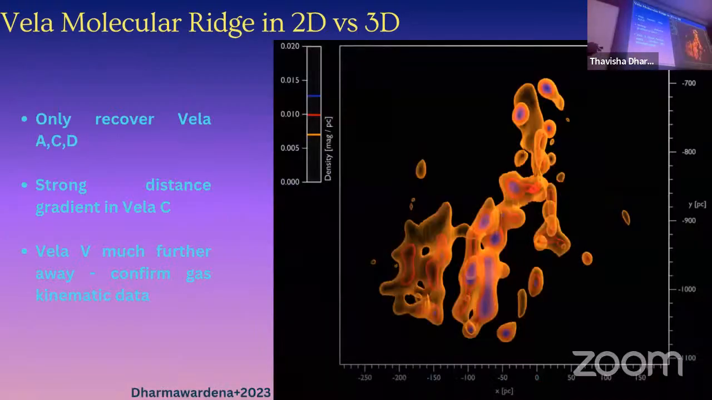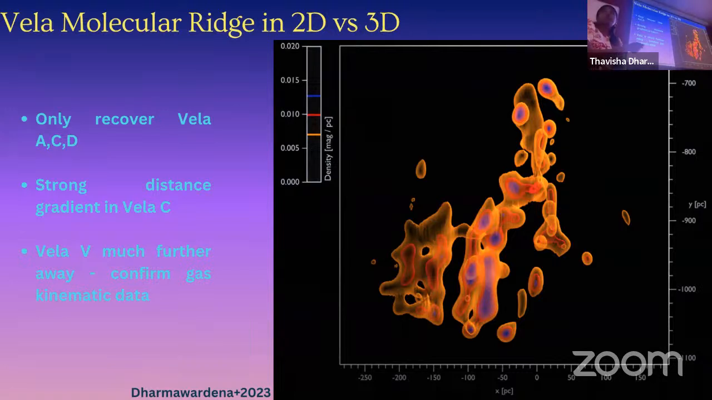But the story changes completely when we look at it in 3D, because what we have now is Vela A, C, and D. What we're missing is Vela B entirely. It's nowhere to be found in the region that we've mapped, and this is about a kiloparsec that we've mapped here. So what this shows us, and this was hinted at with some of the gas kinematic data, so if you look at some of the DAME data, that shows that the velocity kinematics are much higher. So it's supposed to be quite a bit further away. And we can see that very clearly now.